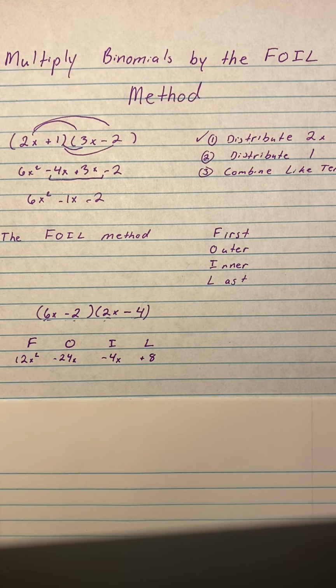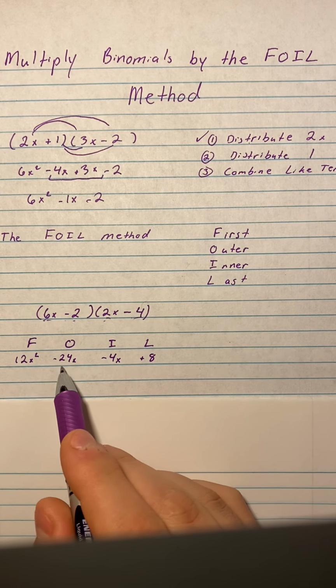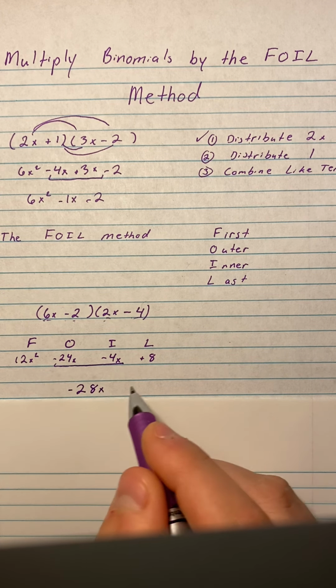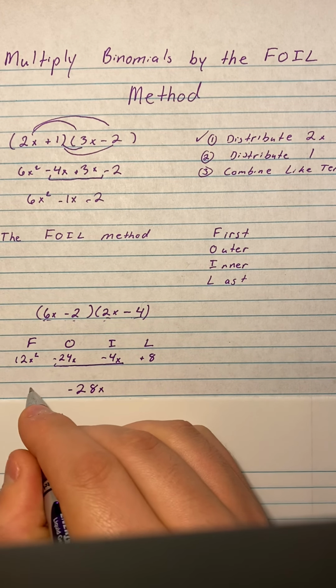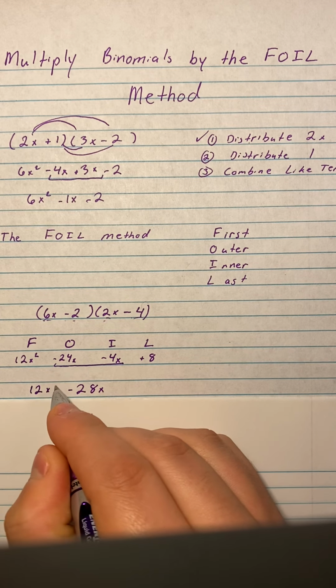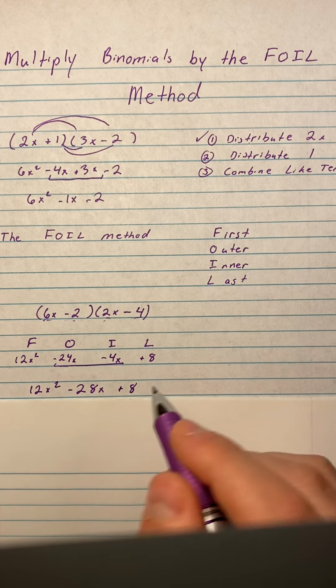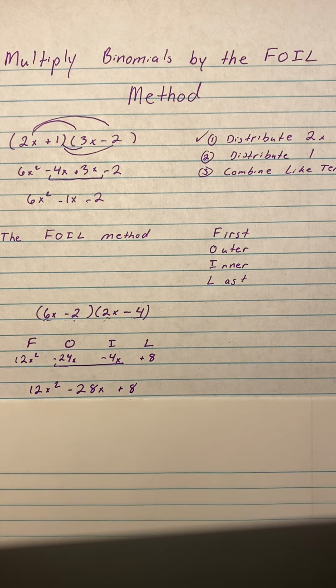Now we do need to combine the like terms in the middle still. So we still have negative 24x minus 4x. That should be negative 28x. And then we'll just bring down our other terms. 12x squared minus 28x plus 8 would be our final answer here.